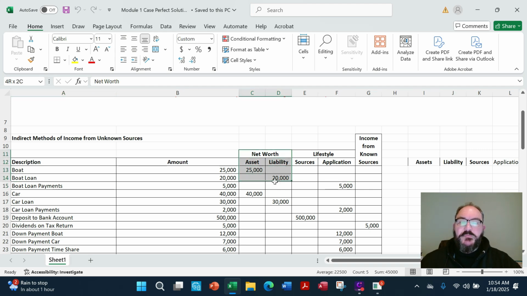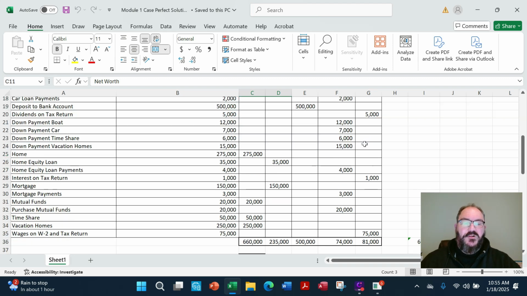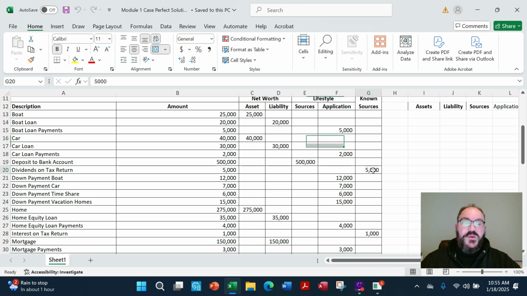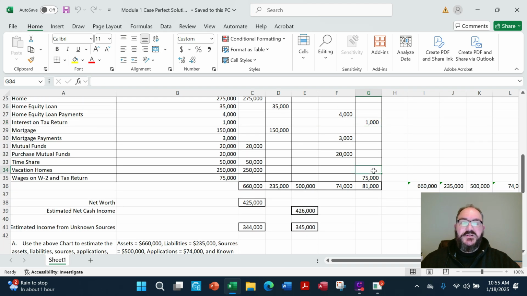So this one is just about listing the assets and liabilities. And lifestyle, this is about money that you've seen go for something. Like here, down payment for boat, right? The amount's $12,000. Well, we know they made a down payment. So that goes under lifestyle because this is use of money, sources and applications. And this is net worth, assets versus liabilities. And then in the final column, this is the income that we know about: dividends, interest, and then W-2.